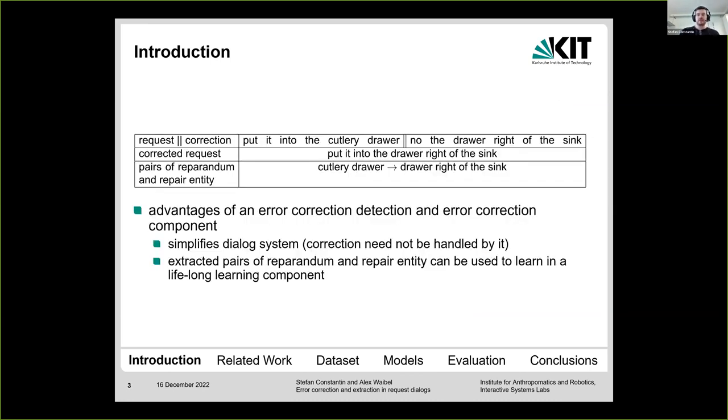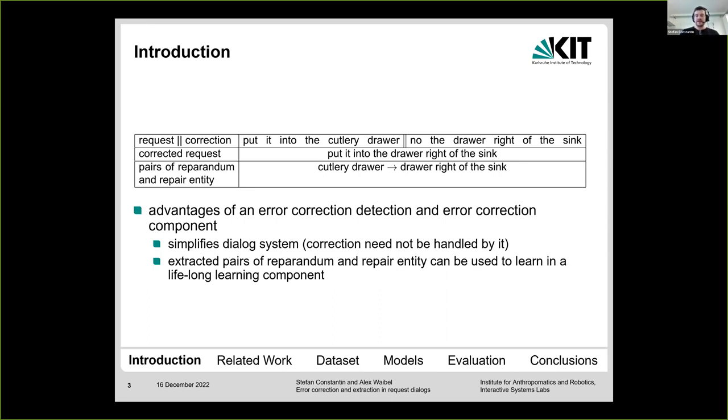An error correction in the scope of this work consists of a request and a correction. In our example, put into a cutlery drawer is a request, and no, the drawer right of the sink is the correction. We want to get from such an error correction a corrected request. In our example, put it into a drawer right of the sink. And the pairs of reparandum and repair entity. In our example, we have one pair. The reparandum entity is cutlery drawer and the repair entity is drawer right of the sink.